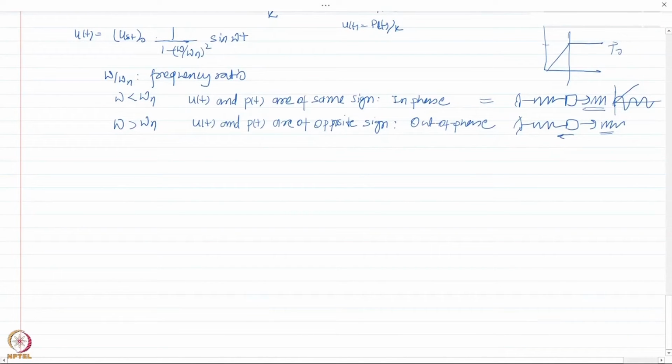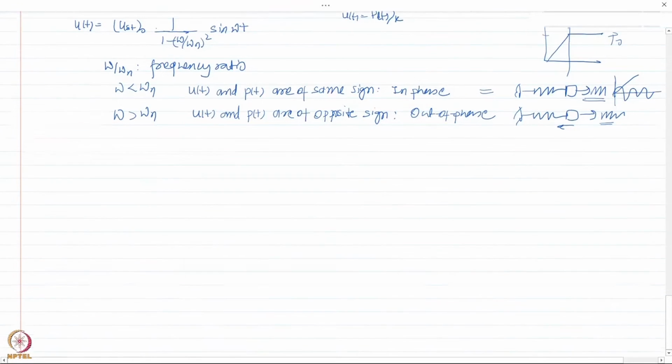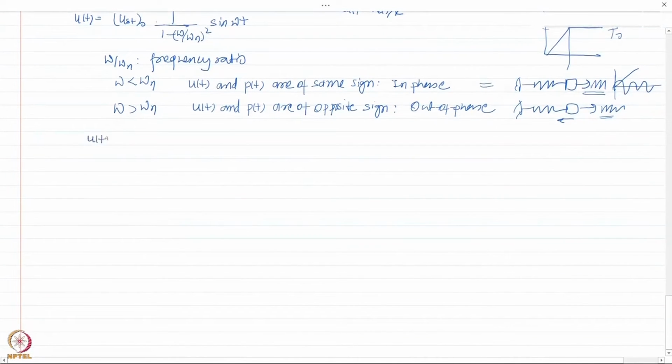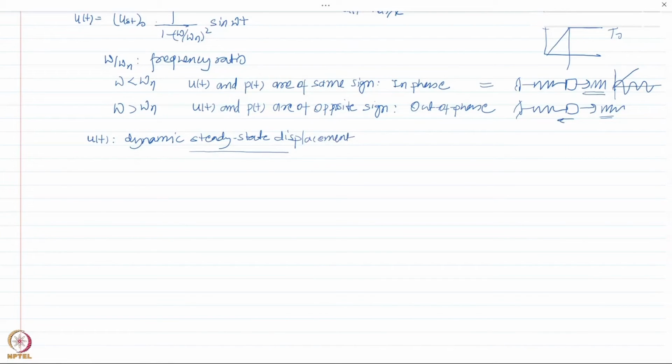All right, so let us see if we can formulate some mathematical expression to actually represent my dynamic displacement. Remember, u(t) here is my dynamic steady state displacement. Although in further lectures I am not always going to refer to it as a steady state displacement, it should be understood. You should understand that I'm talking about a steady state displacement just by looking at the expression of u(t). So this is the dynamic steady state displacement.